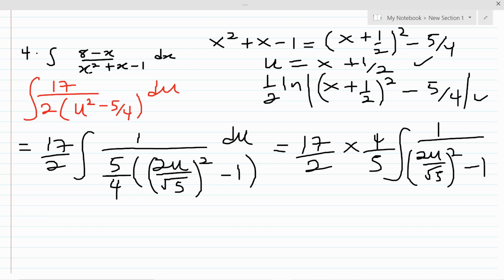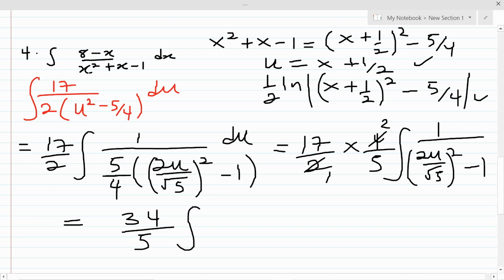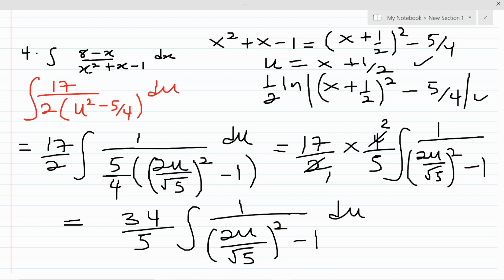So this whole thing, there is a du attached to it. I hope you remember. So this whole thing is equal to 2 goes here, 1, then 2 times 17, which is 34. So 34 over 5, the integral of 1 over (2u over square root of 5) squared minus 1, du. Now we said we'll use tan squared theta is equal to sec squared theta minus 1. We use this idea since we have something square minus 1 in the denominator. Now let's clean everything and write our new integral again.